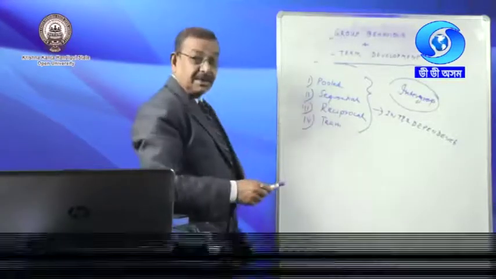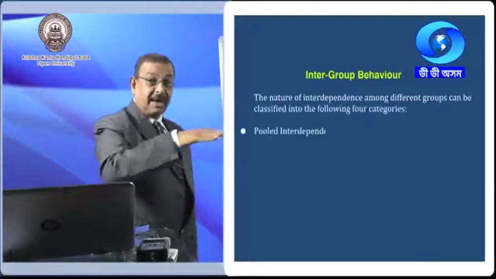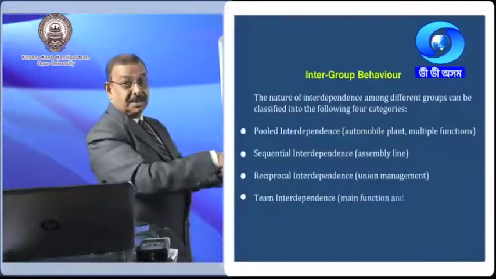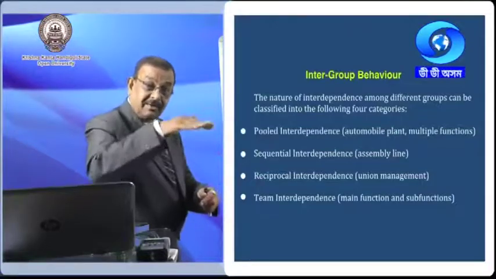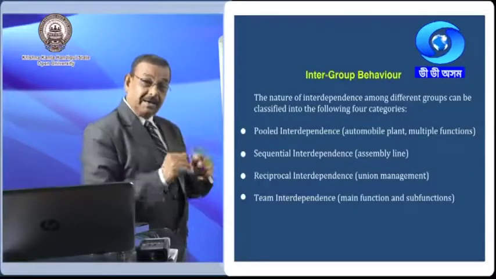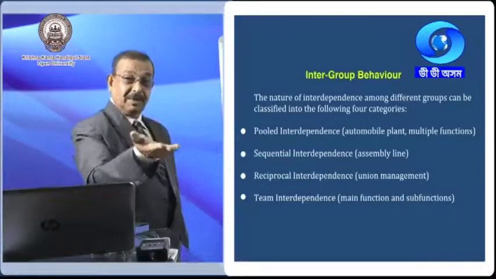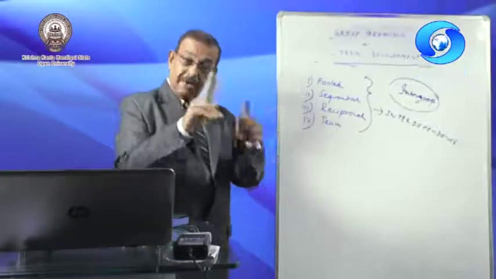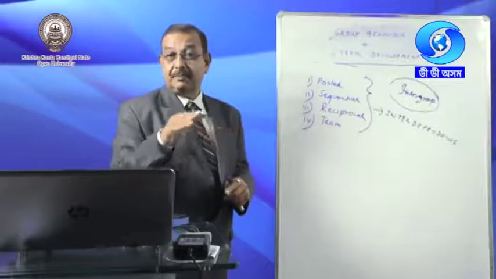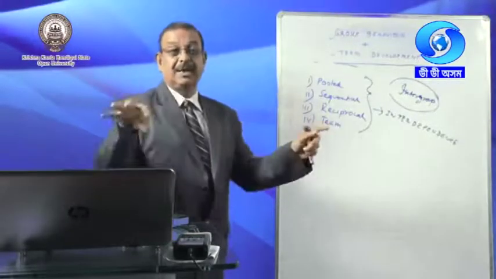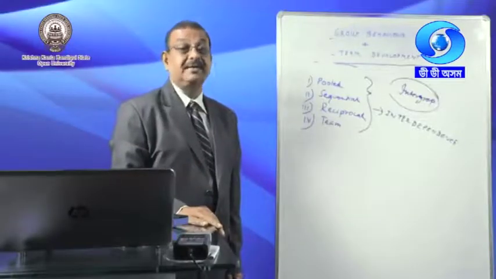Likewise, in the sequential, we talk about assembly line operations in manufacturing. If the first thing is not made, the second thing gets interrupted. So that is the sequential interdependence. Third one is reciprocal interdependence. Union gives something, management has to give something. They are all interdependent. Supply chain management we talk about. There has to be interdependence amongst these. All of them will have to work in a cohesive manner.